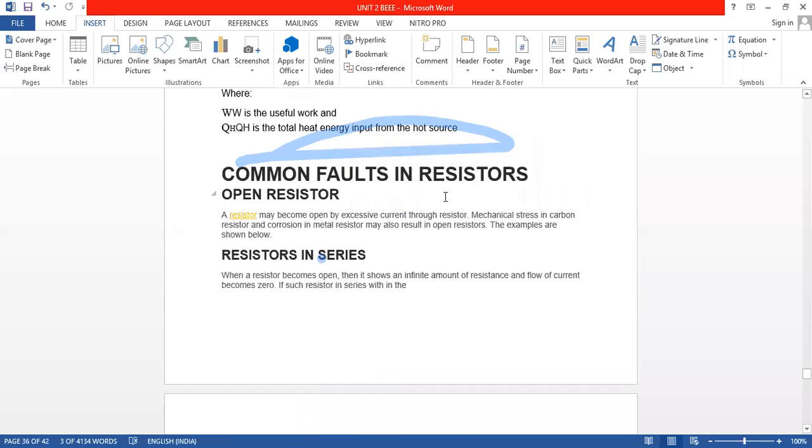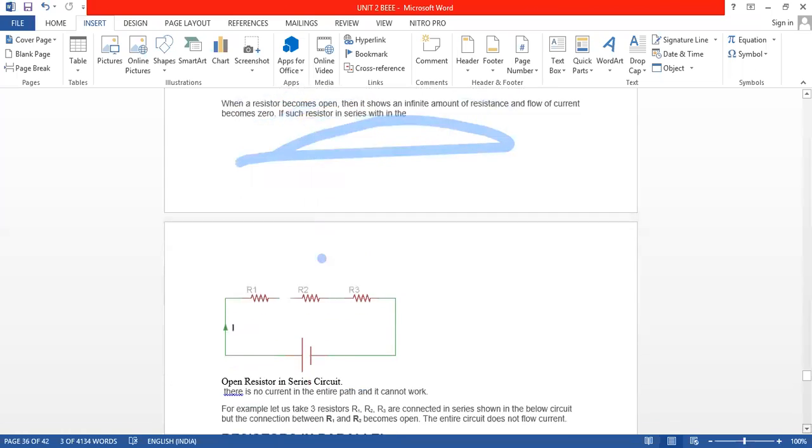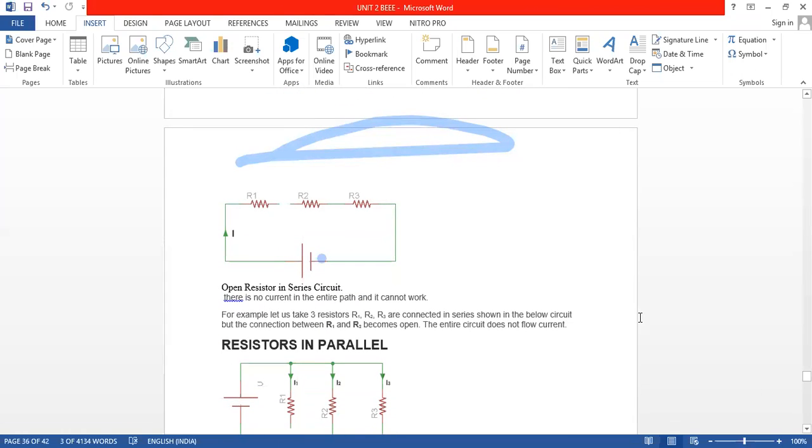Common faults, names you have to write. What is the first common fault? Open resistor, where it is seen in resistors connected in series. So just draw the circuit, write the name. That's all. Open resistor fault. And if you want, you can write this line. Okay, or else no need to take.